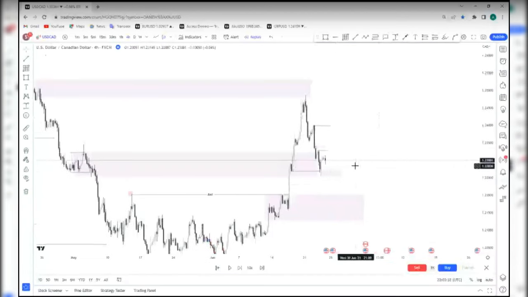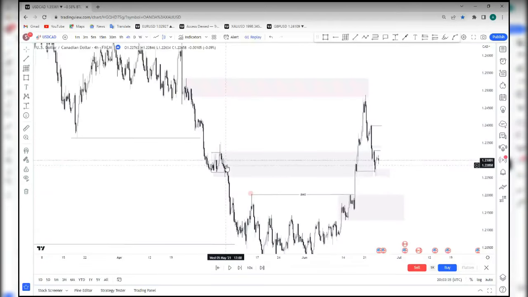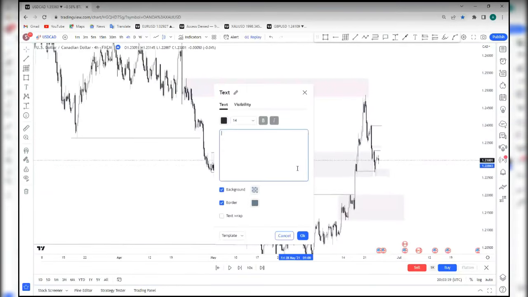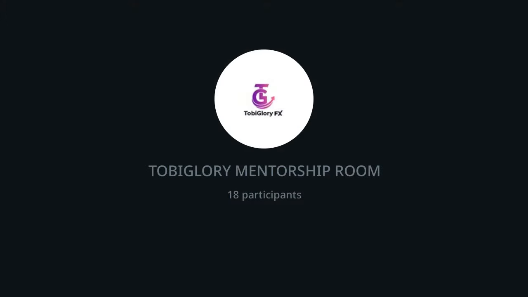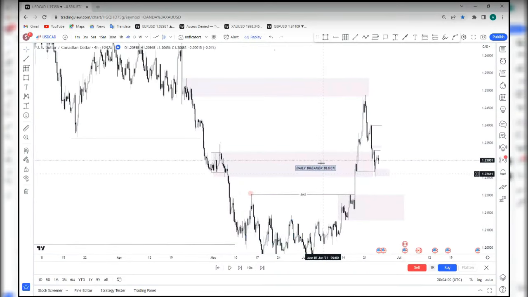But price will not come here. This is a breaker block. Daily breaker block. Yeah, you can label it daily breaker block so that you understand what you are doing. We have other blocks. We have breaker block. We have Quasimodo block. We have base candle. Reclaim candle is also known as Quasimodo. So you can mark it as daily order breaker block.